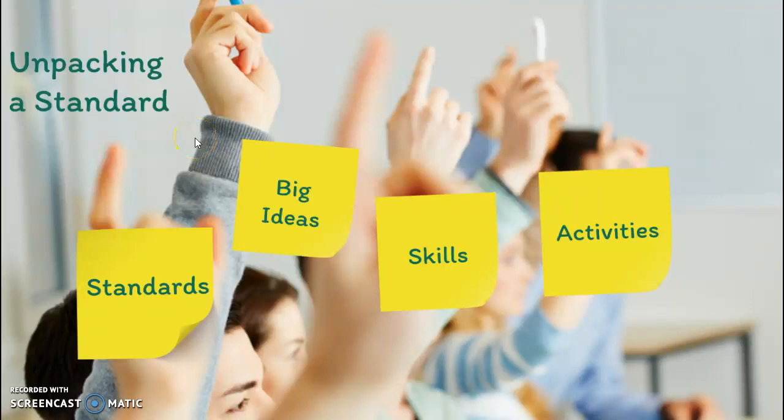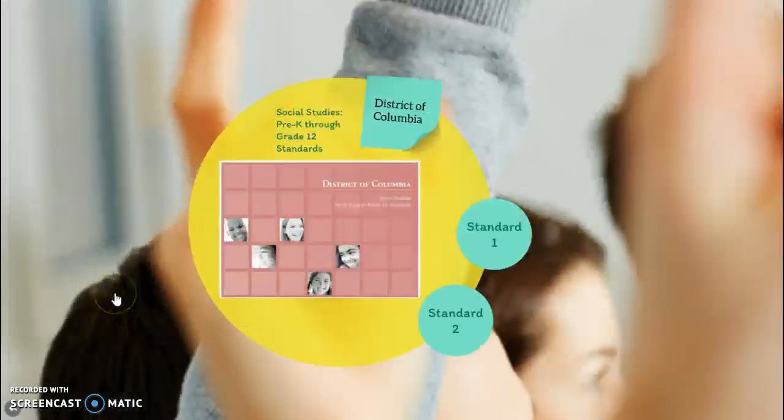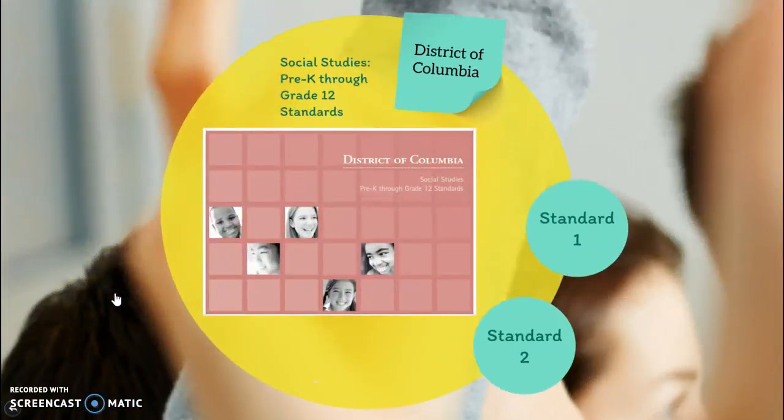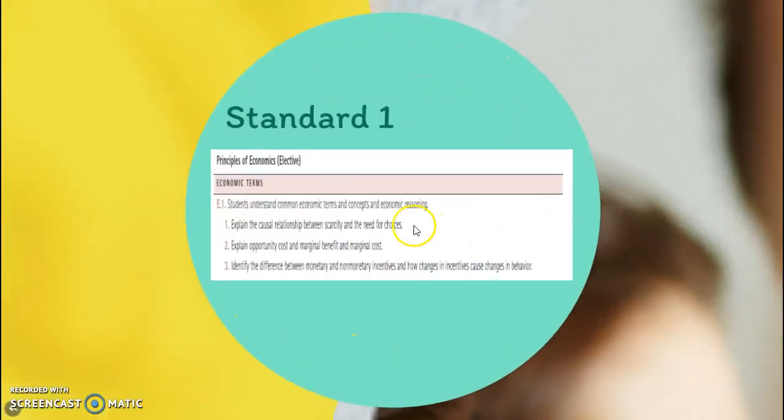This is my Prezi on Unpacking standards. So first of all, let's take a look at the two standards that I'm using. The source of the standards is the District of Columbia Social Studies Pre-K through Grade 12 standards. And I've chosen two standards from the economics course, Principles of Economics, which is an elective course.